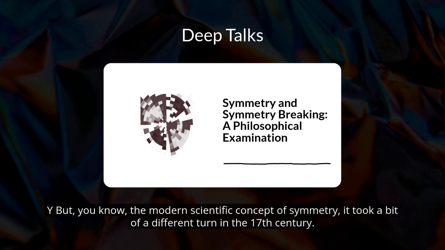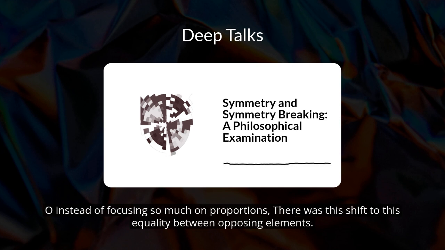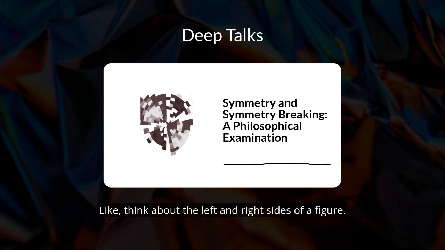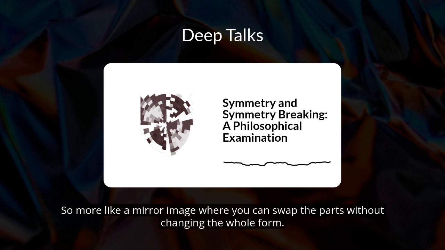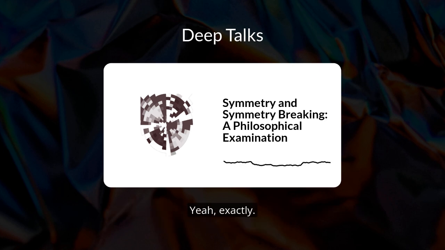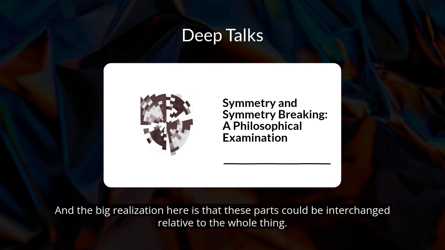But the modern scientific concept of symmetry took a bit of a different turn in the 17th century. Instead of focusing so much on proportions, there was a shift to an equality between opposing elements. Like, think about the left and right sides of a figure. So more like a mirror image where you can swap the parts without changing the whole form. Exactly. And the big realization here is that these parts could be interchanged relative to the whole thing.